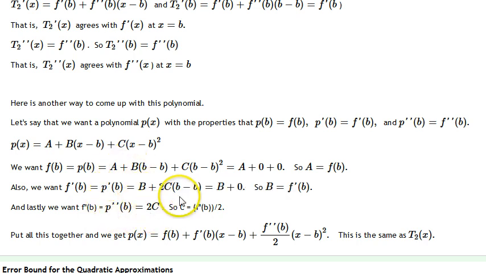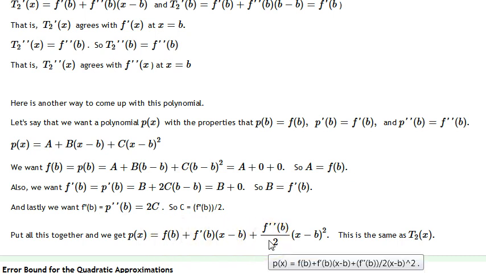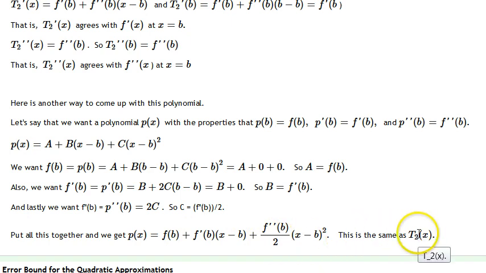By the time you got here with this, the linear part, this was an x minus b. It's already got the b plugged in. So the second derivative of this quadratic polynomial is just 2c. So 2c has to equal the second derivative of f at b, and so c is the second derivative of f at b divided by 2. And I end up with this polynomial looking just like this, which is what I ended up with. Is it still on the top of the screen? No, it's not, but it's the same thing. This is the same as T2.